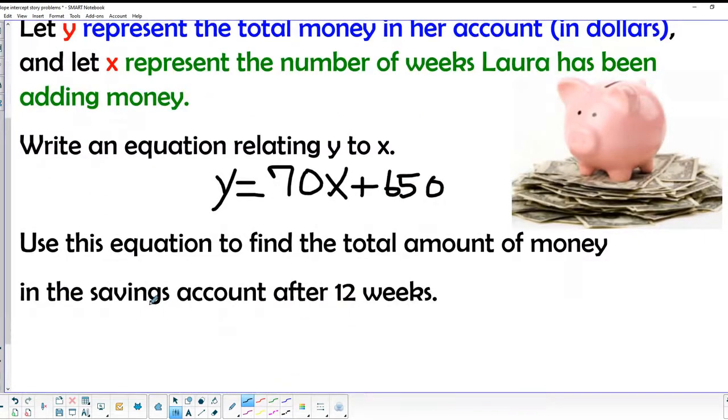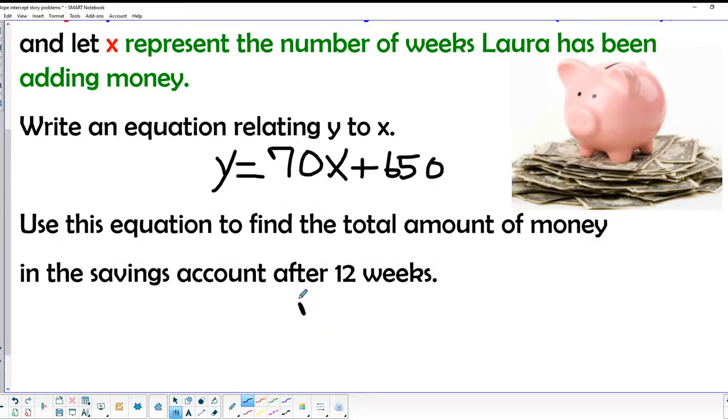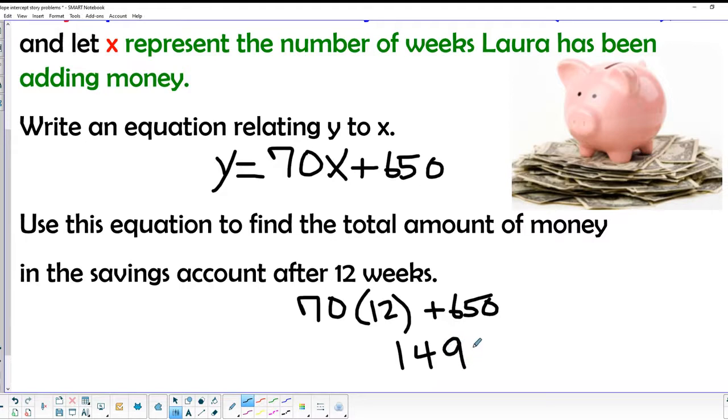Okay, use this equation to find the total amount of money she has after 12 weeks. So that would just be 70 times 12 plus 650. All right, so let's get our calculator again. 70 times 12 plus 650 equals $1,490. So if she's disciplined and she saves her money like she's supposed to, she can add it up pretty quick and then buy whatever she needs. All right, our last example.